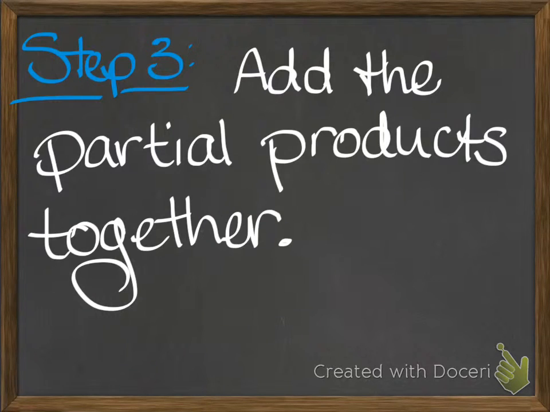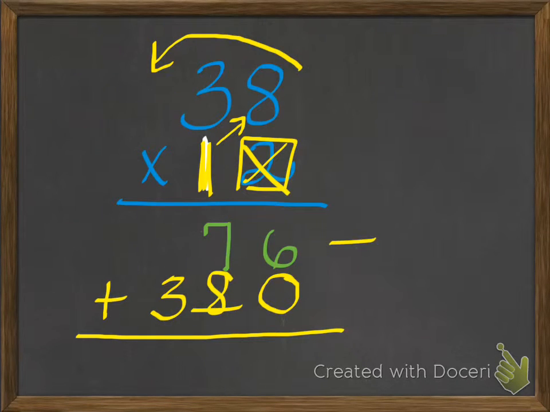Step number 3, add the partial products together. Okay, so this is the partial product of the 2. This is the partial product of the 1. There are 2 partial products. We're going to add them together to get the entire product, which is the answer to a multiplication problem.